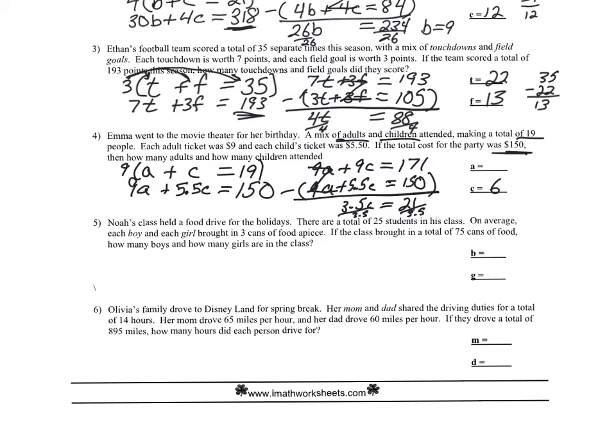If there are 6 children and 19 total, we take 19 minus 6, and we get 13. Okay, and that's that.